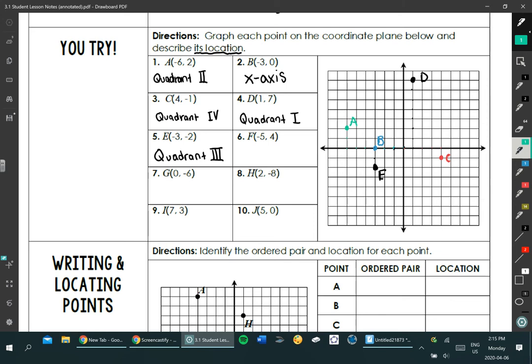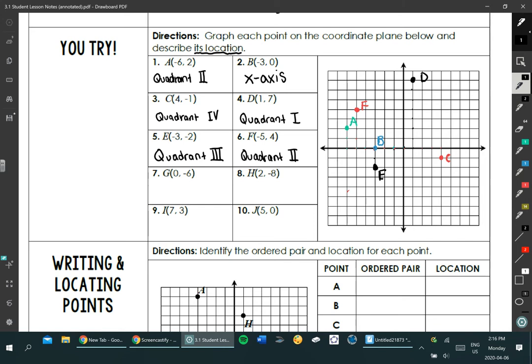All right, let's try point F. So, again, put your pencil at the origin. Move left 5. 1, 2, 3, 4, 5. And move up 4. 1, 2, 3, 4. So that brings us right here to point F. Okay. And where is that located? That is quadrant 2.